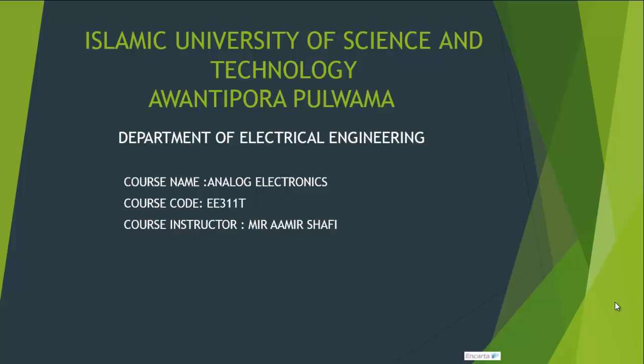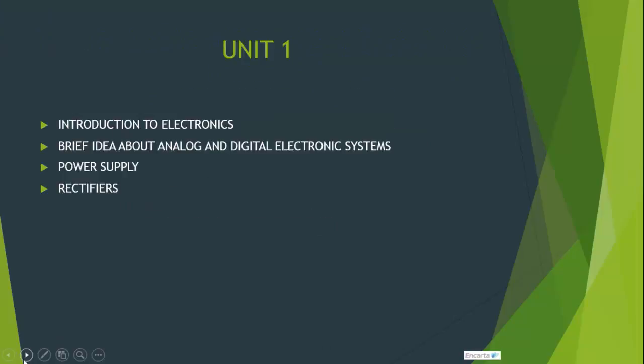Course code is EE311T. This is the second lecture. In the last lecture, we discussed the semiconductors and the diode. In this second lecture, we will discuss Introduction to Electronics, a brief idea about analog and digital electronic systems, power supply and rectifiers.